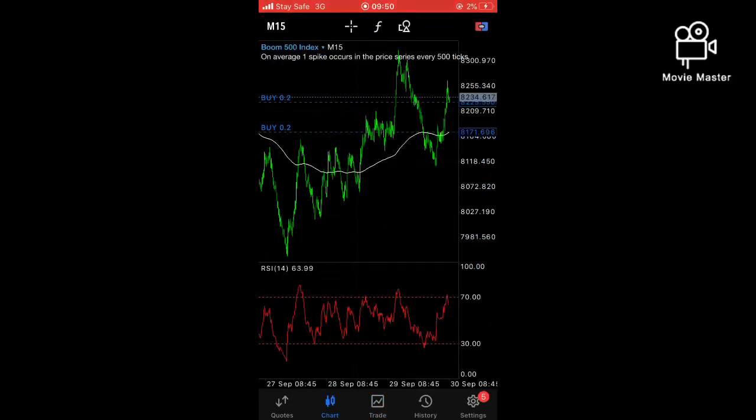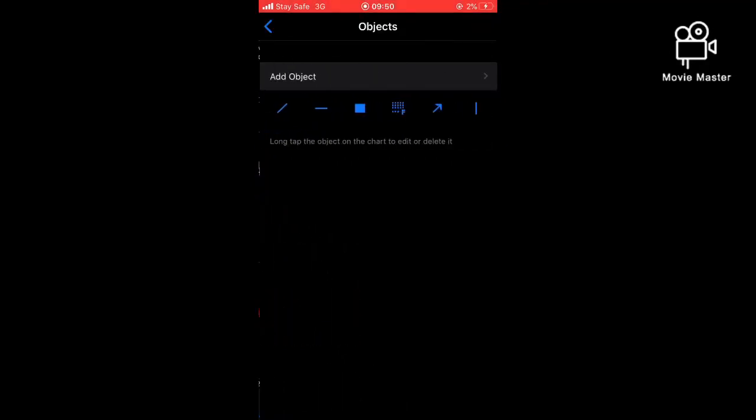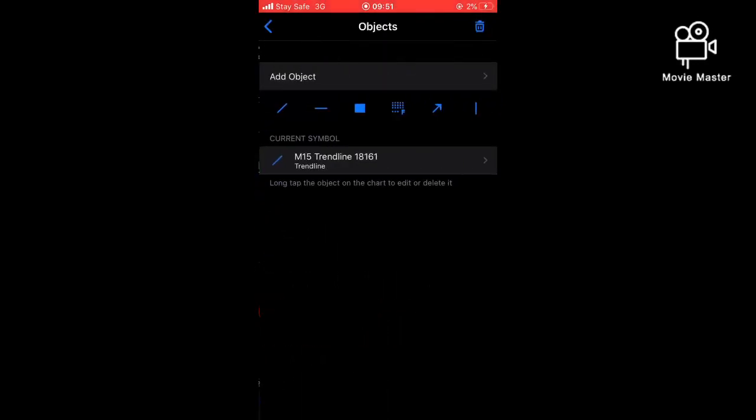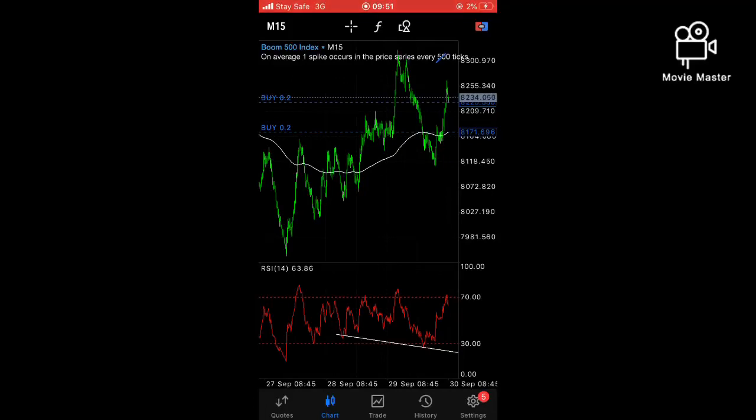Let me explain how I was able to get this entry on Boom 500. We are above the market on Boom 500. It was a hidden bullish divergence. Now I remember, it was from here to here. The market kept on making lower highs on the RSI, but on the chart, the market keeps on making higher highs. It was a clear indication of a hidden bullish divergence.